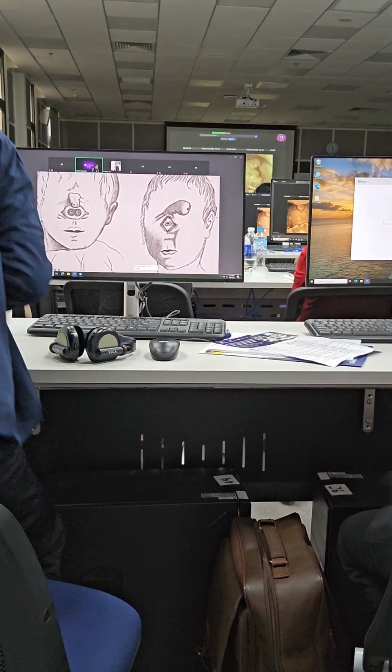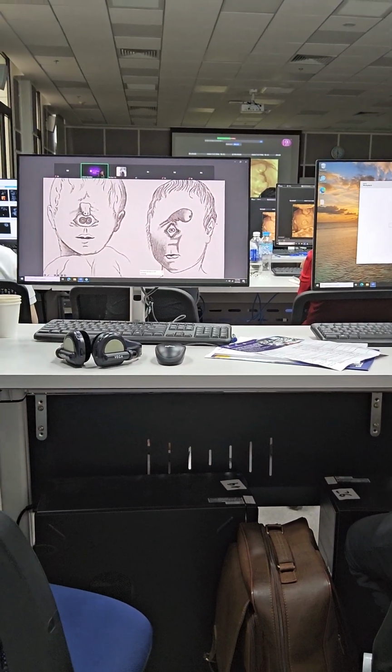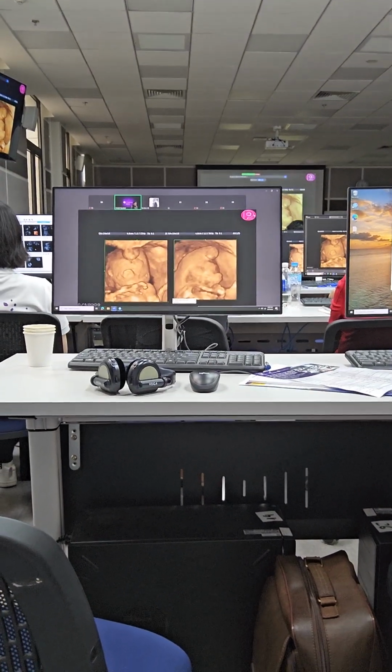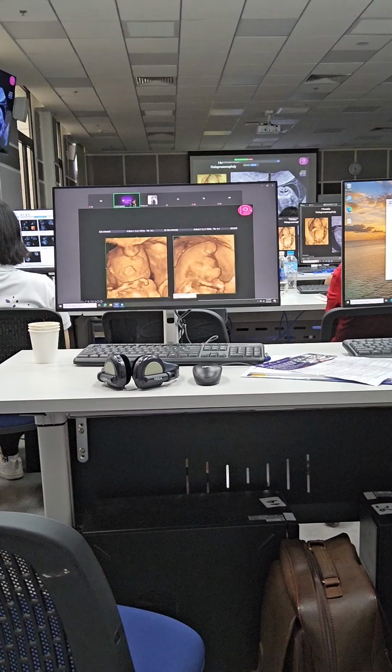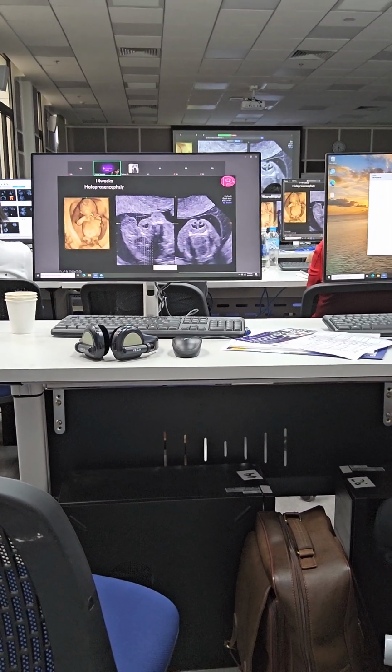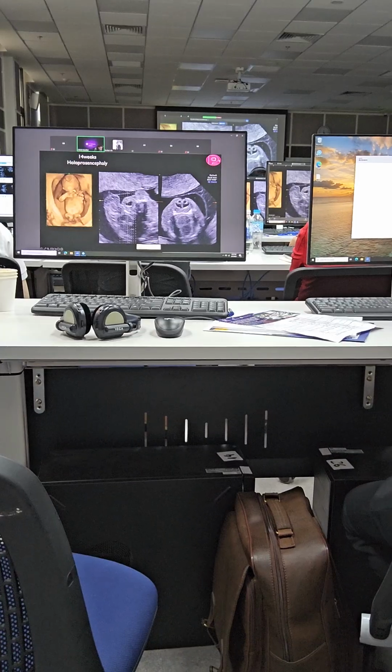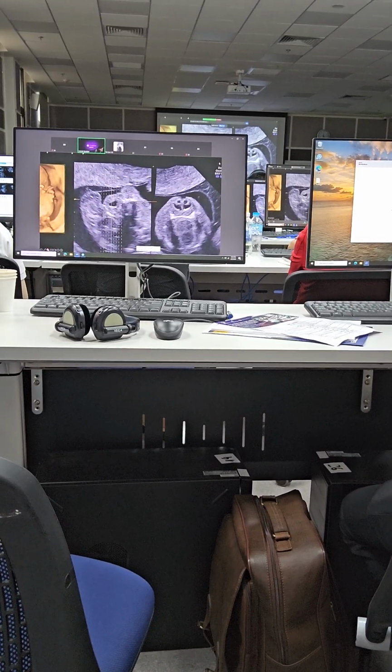And here this is a very abnormal baby with a holoprosencephaly, and then here you can see that the opening is one, but the two eyes, two lenses are attached together.